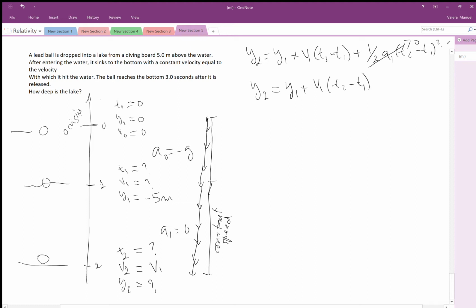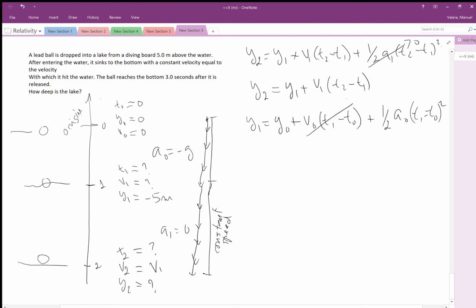We don't know a bunch of things here. We don't know t1, we don't know t2, we don't know v1. We know y1. So now let's try to write an equation for y1 and see if we can find any of these things. So y1 is equal to y0 plus v0 times (t1 minus t0) plus 1/2 a0, the acceleration in that segment, times (t1 minus t0) squared. And then I can simplify this whole thing.